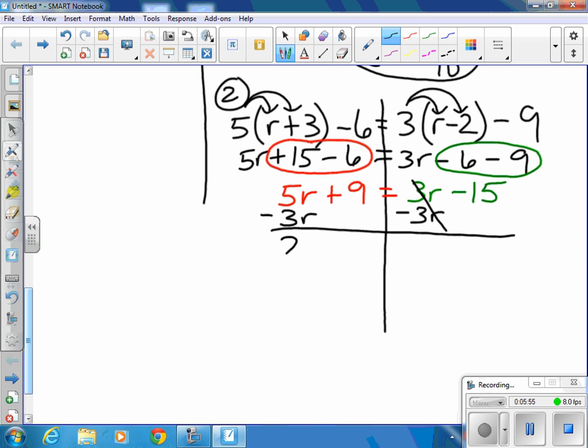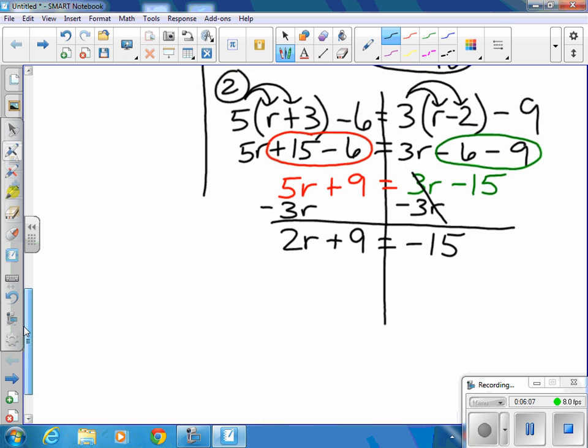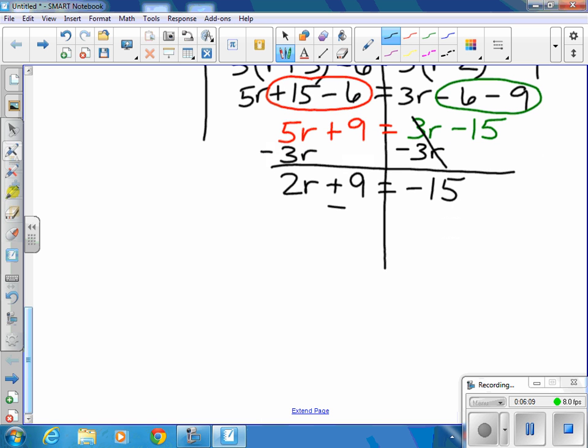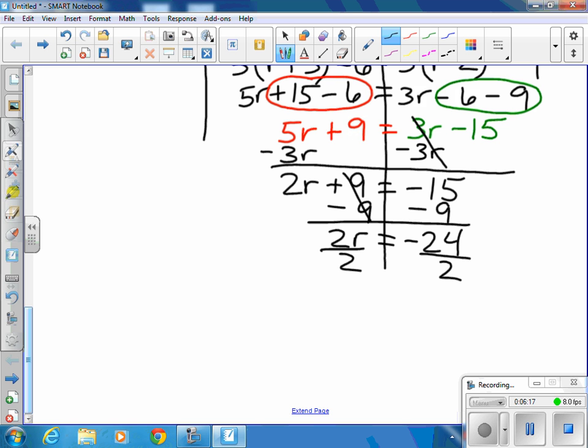5r minus 3r leaves you with 2r. Bring down plus 9, and it equals negative 15. Make sure the negative sign stays with the 15 because they're permanently attached together. Okay, and now you're back to your two-step that we can solve like we normally do. Subtract 9 from both sides. So you have 2r equals negative 24. Divide by 2, and r comes out to be a nice integer of negative 12. No fractions in that one.